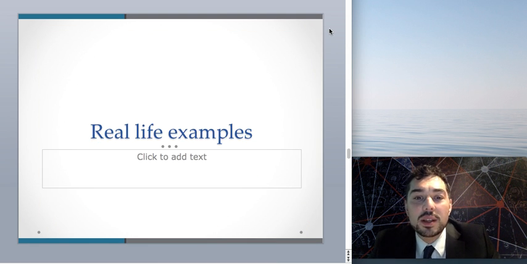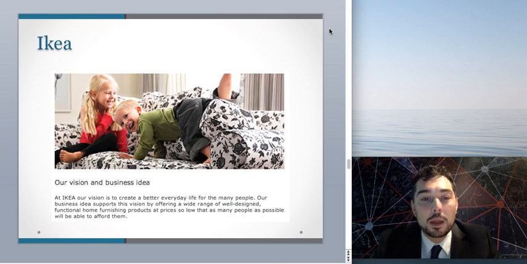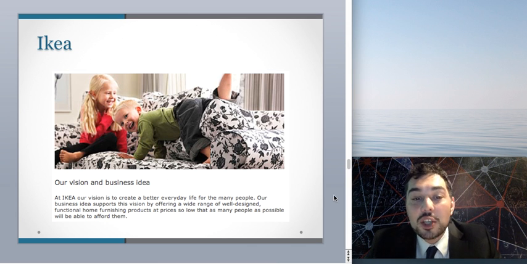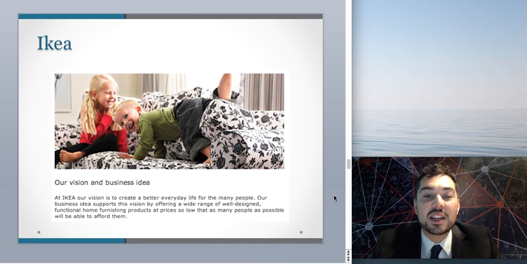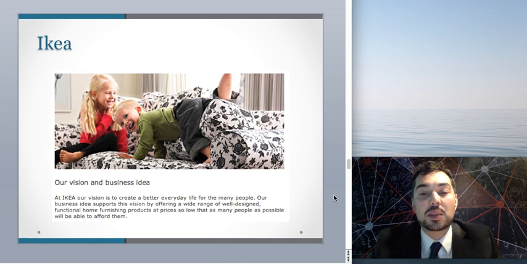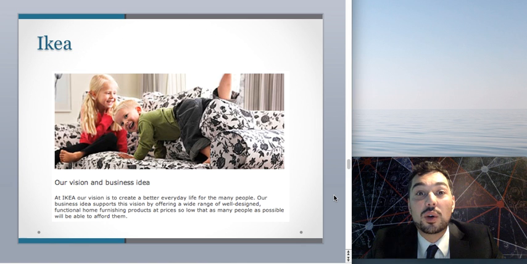So now we're going to go into some real life examples. So here's IKEA's mission statement and vision statement. At IKEA, our vision is to create a better everyday life for many people. Our business idea supports the vision of offering a wide range of well-designed, functional home furnishing products at prices so low that as many people as possible will be able to afford them.